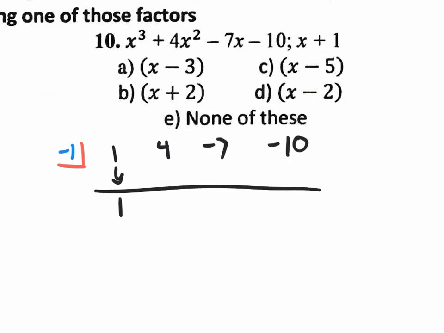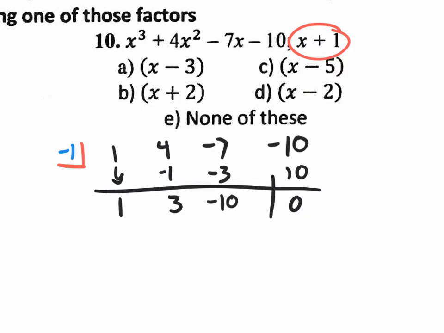As you go down, you combine. 1 plus nothing is 1. As you go up, you multiply. Negative 1 times 1 is negative 1. As you go down, you combine. 4 and negative 1 is 3. As you go up, you multiply. Negative 1 times 3 is negative 3. Negative 7 plus negative 3 is negative 10. As you go up, negative 1 times negative 10 is positive 10. The remainder is 0. That doesn't surprise me because they told us that this guy's a factor. It better be 0, the remainder. If not, I did something wrong.